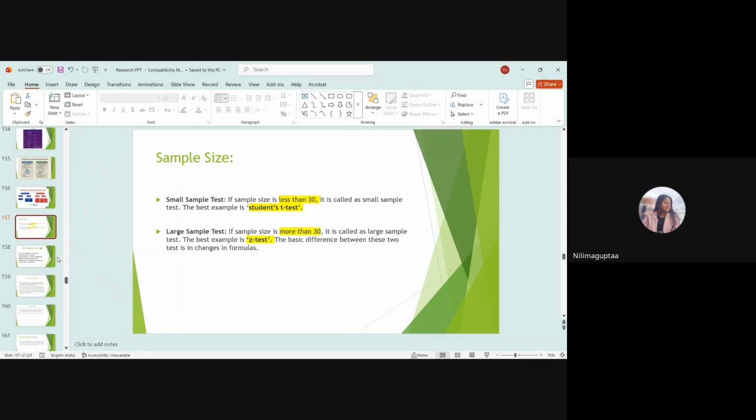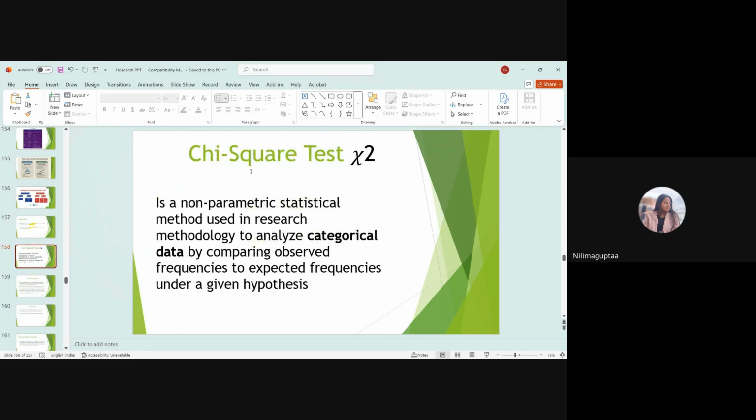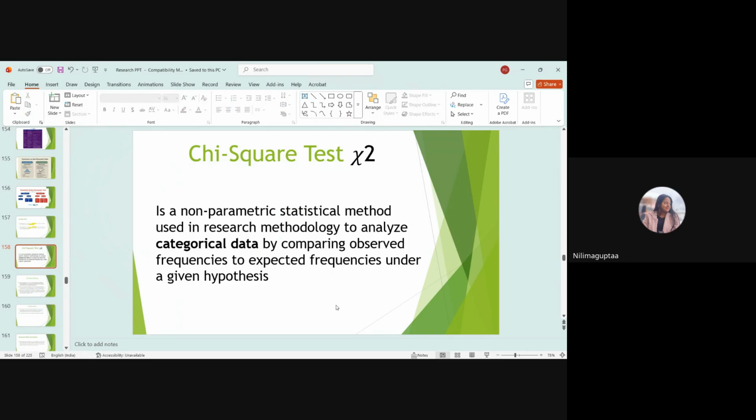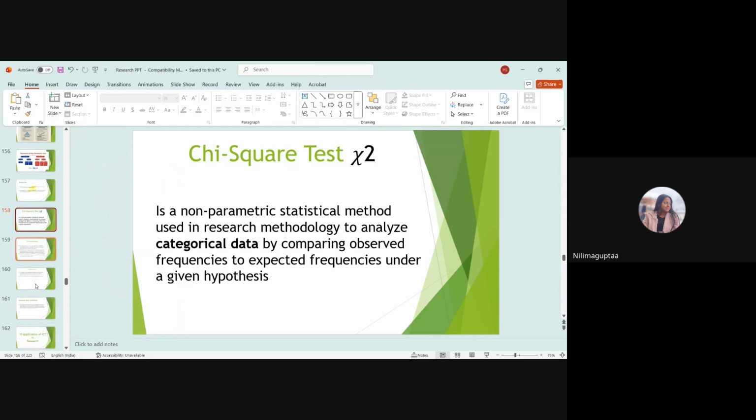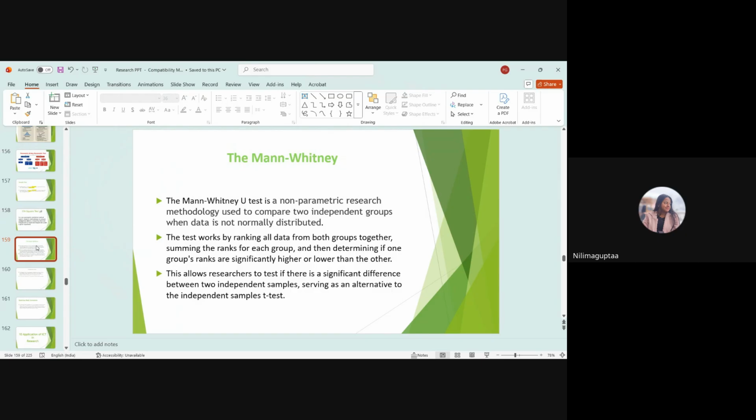Now, among the non-parametric tests, the first one is the chi-square test, which is also denoted with this symbol. It is a non-parametric statistical method used in research to analyze categorical data by comparing observed frequency to expected frequency under a given hypothesis. There is an observed frequency, whatever the researcher might have taken, and then there is an expected frequency, and the comparison of both frequencies is called the chi-square test. And then you have the Mann-Whitney test.